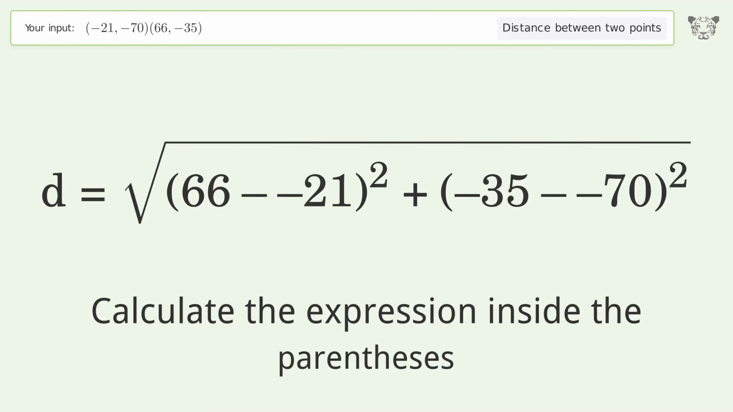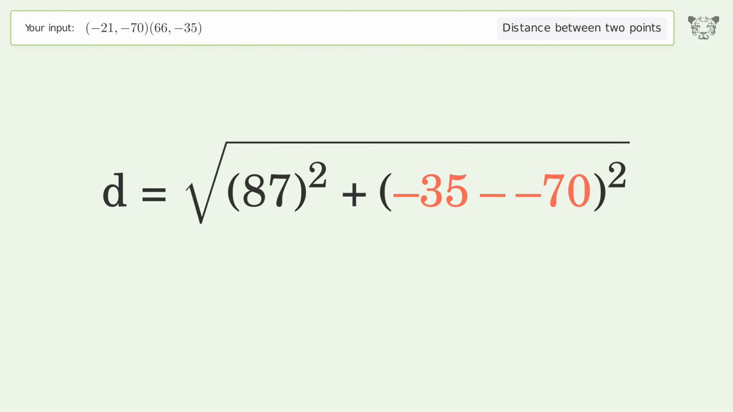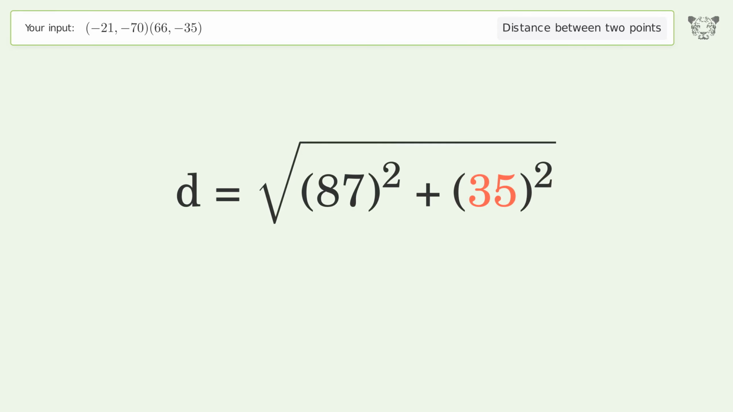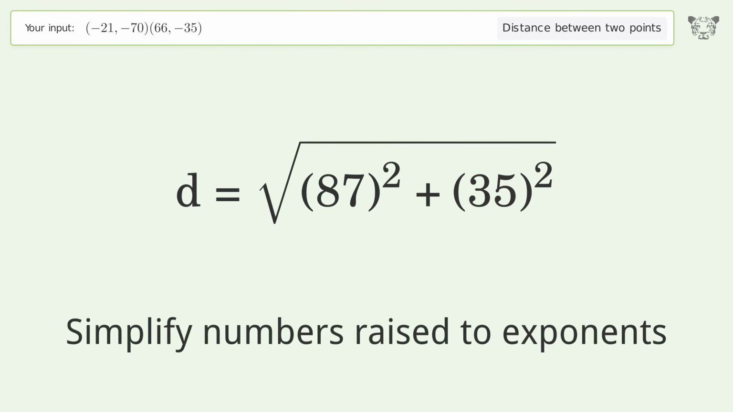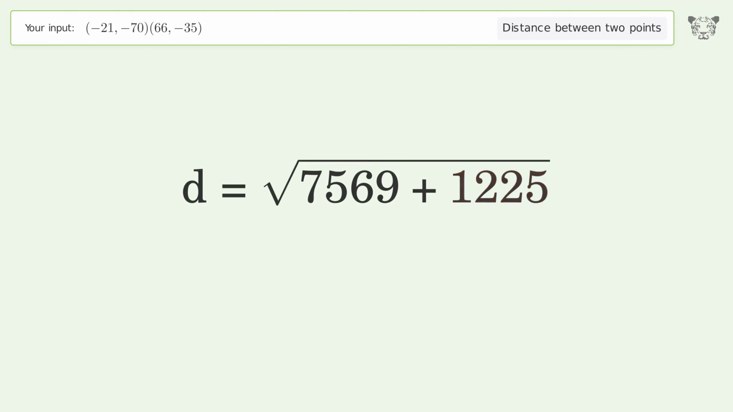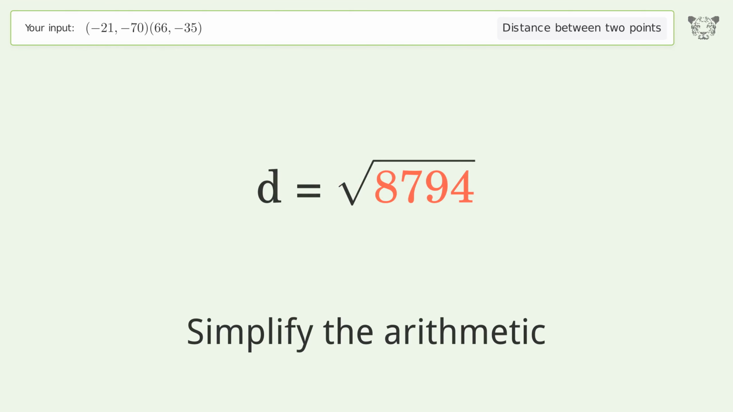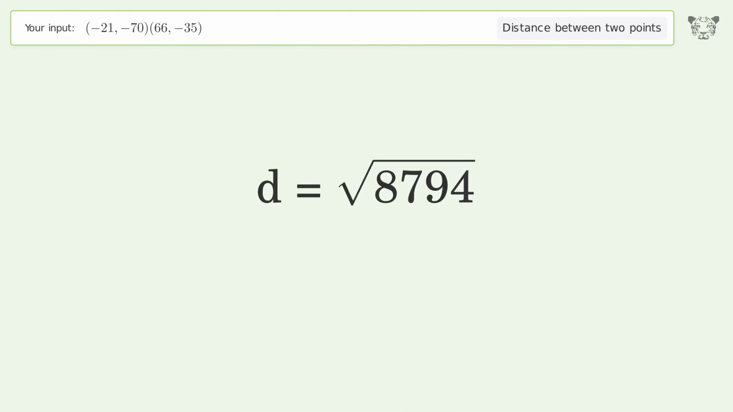Calculate the expression inside the parentheses. Simplify numbers raised to exponents. Simplify the arithmetic. And so the distance between the 2 points is the square root of 8,794, or 93.776.